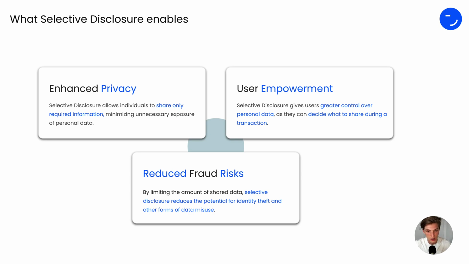And now Alice, who needs to prove that she's old enough to buy alcohol in a shop, can simply share her date of birth without revealing all the other information that might be in her ID verifiable credential.